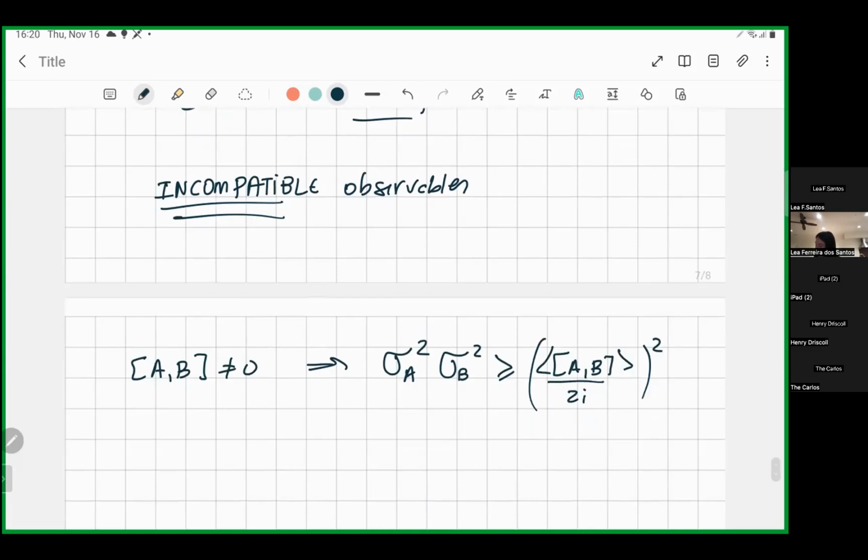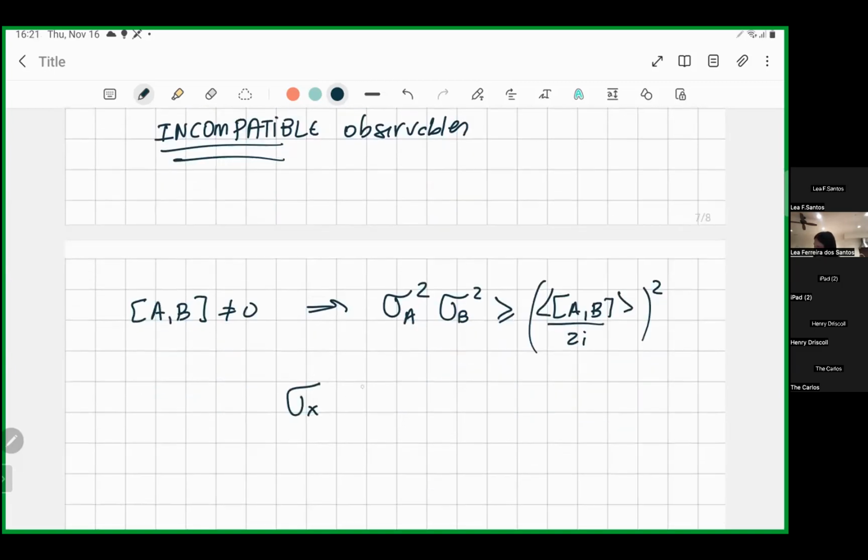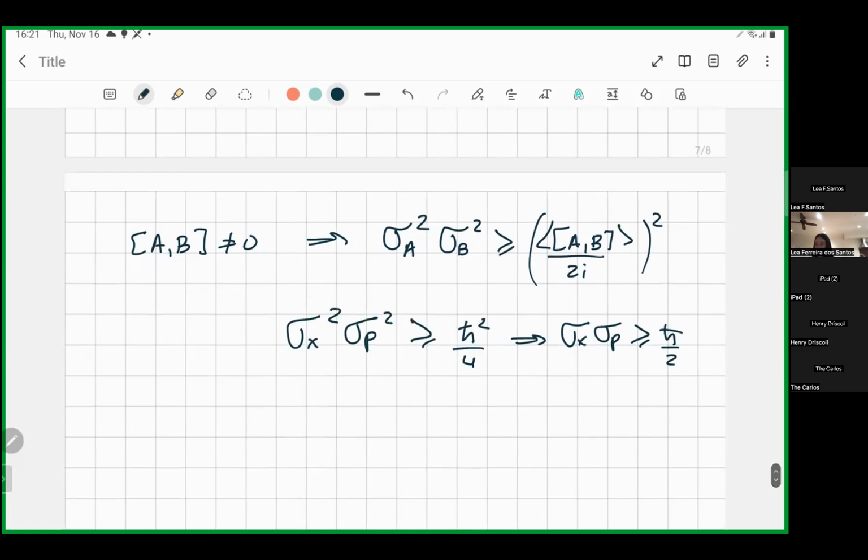We already knew that for position and momentum. We put the commutator, and this is ħ over 4, so this is larger than ħ over 2. And now you see that for angular momentum, the same thing happens. So we cannot know the angular momentum in the x and in the y direction of the electron with absolute precision, or the x and the z, or any pair. They cannot be measured with absolute precision. There will always be an uncertainty.